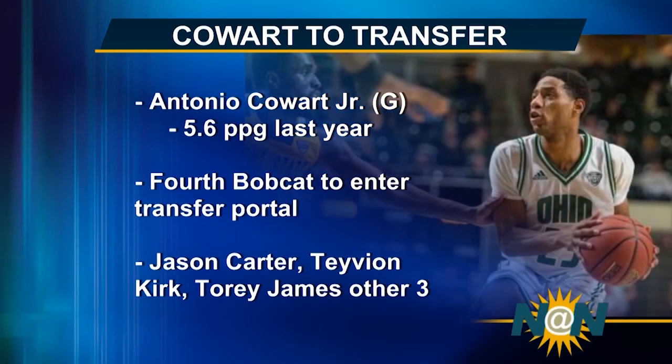Now, basketball season is over, but another Ohio men's basketball player has entered the transfer portal. Ohio confirmed yesterday junior guard Antonio Cowart Jr. has put his name in the portal. Cowart averaged just under 6 points a game for the Bobcats last year. He is the 4th Bobcat to enter the transfer portal since head coach Jeff Bowles took over the helm on March 17th. Jason Carter, Tavion Kirk, and Torrey James are the other 3 Bobcats who entered the portal. Carter, who was Ohio's leading scorer last season, will play at Xavier next year. Kirk and James are still looking for new homes.